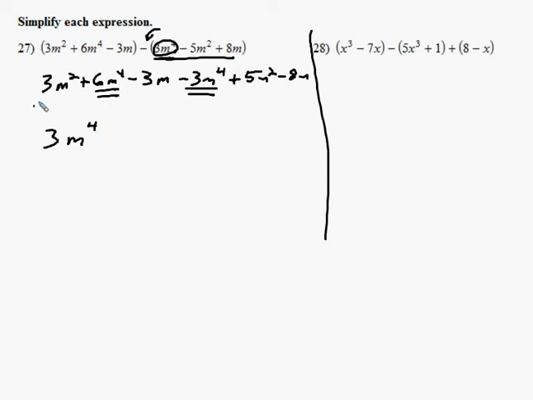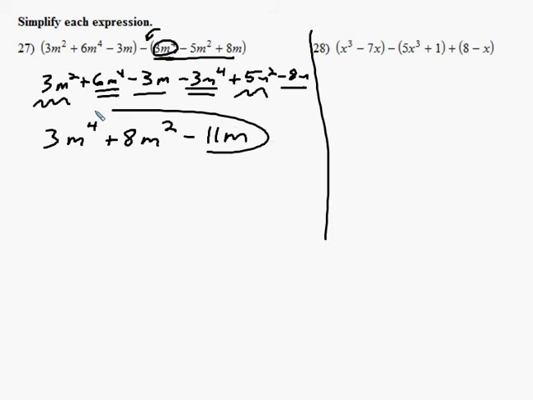The next highest I see here is a squared. We have 3m squared plus 5m squared is 8m squared. And then I just see 3m, negative 3m, negative 8m gives negative 11m, not to the m. And so that's our answer for that one. So remember, when you subtract, you're adding the opposite and change the sign of each term.